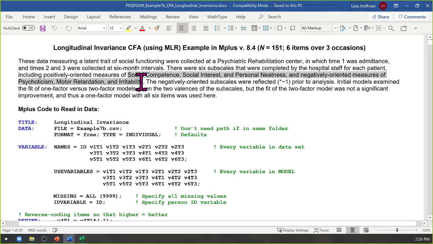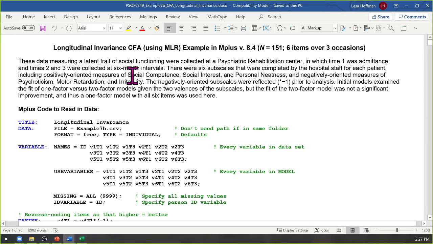So the scale, the items, the indicators, that's the word I wanted, are social competence, social interest, and personal neatness, which are all things that are coded such that more is better. So these are sort of positive things that one can improve in. And negatively oriented measures of psychoticism, motor retardation, and irritability. So what I chose to do was to reflect the negative ones so that the trait was something that was good. So improvement in the trait over time as a function of treatment would be the goal.